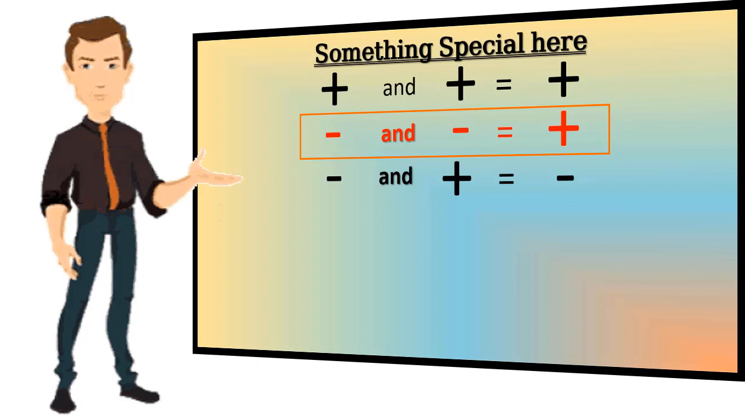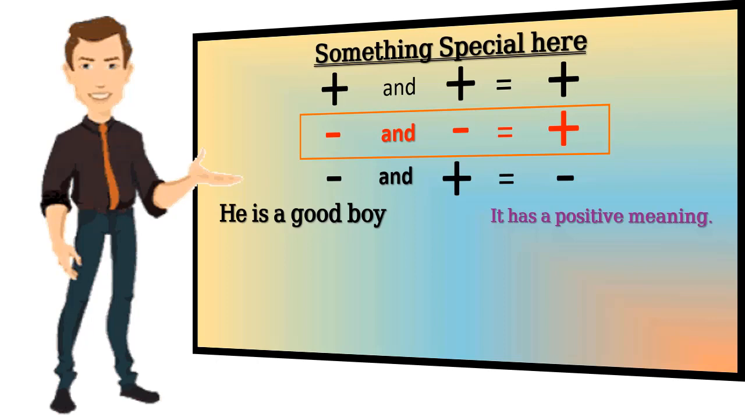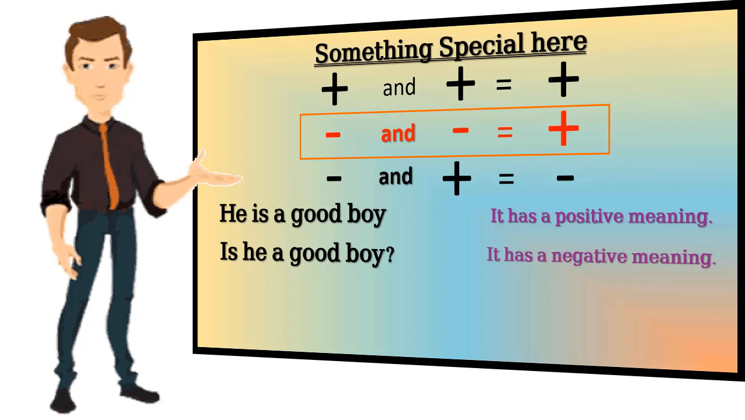Okay, let's see. Look, he is a good boy. It has a positive meaning. That means the boy is really a good boy. But look at this sentence, is he a good boy? It has a negative meaning. That means the boy is actually not a good boy. So someone confused is asking the question, is he a good boy? So we can say that it has a negative meaning.